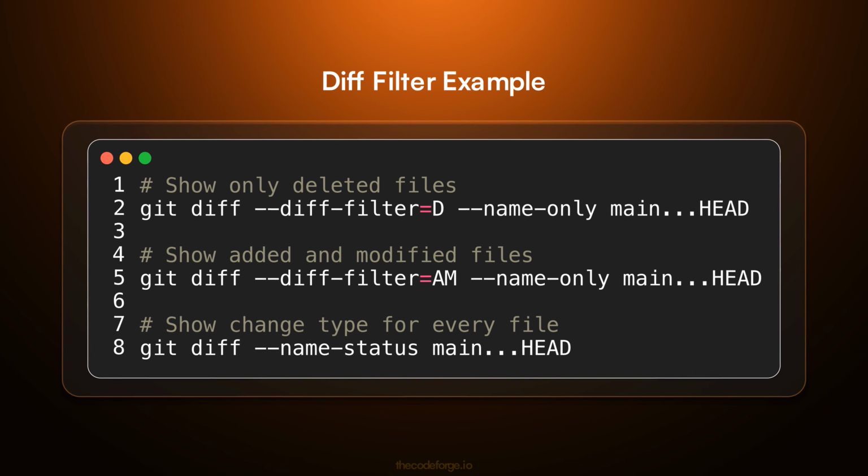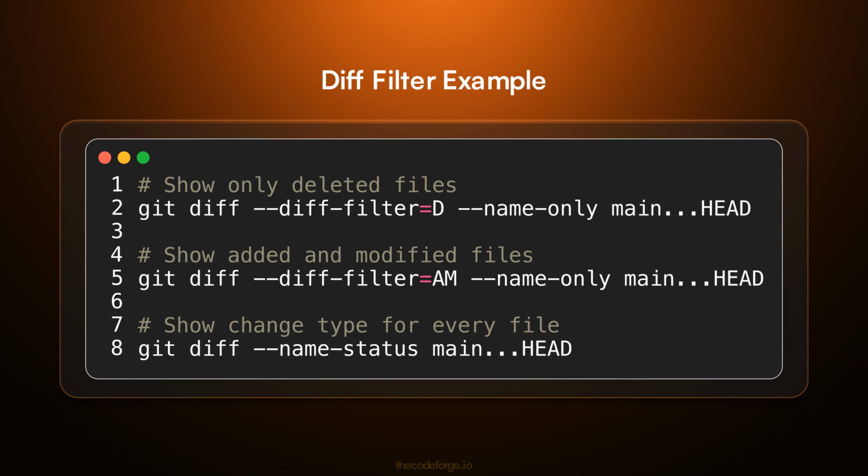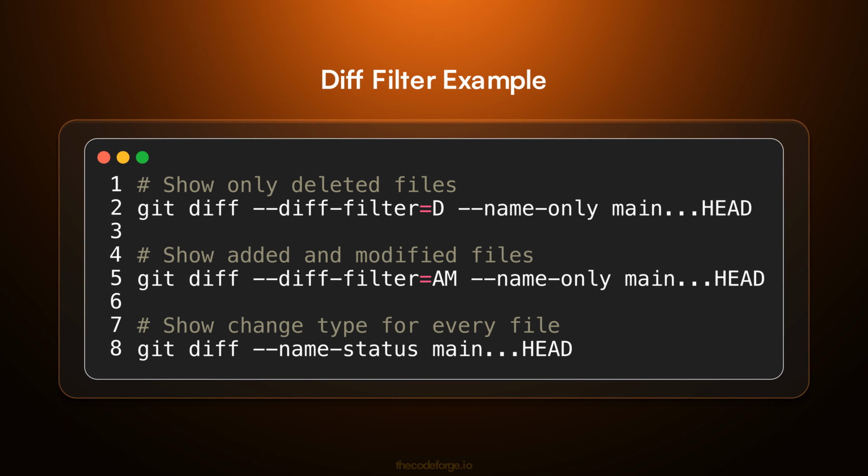Here's how to use diff-filter in practice. The first command lists all deleted files between your branch and main. The second shows added and modified files. The third shows the change type for every file, which is great for a quick review.